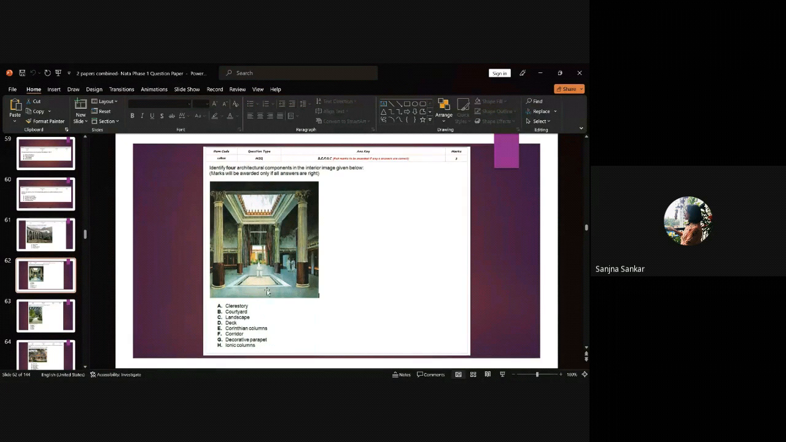So, we have a courtyard, which is B. And then we see the Corinthian columns. Then we have a corridor. Then we have decorative parapets. Then we have a background with a little landscape. So, four architectural components are chosen. There's a corridor, there's a courtyard, there's decorative parapets, Corinthian columns, and there's a bit of landscape.